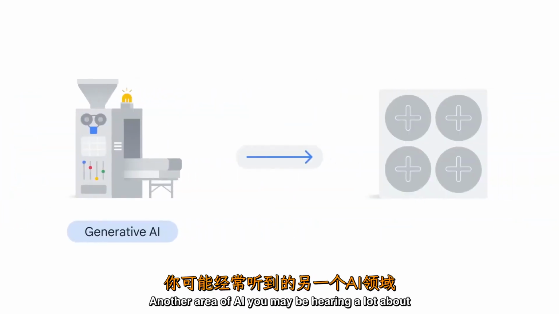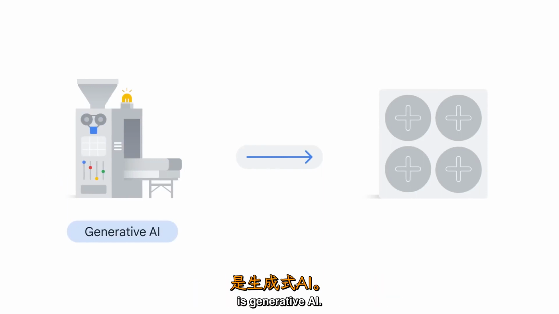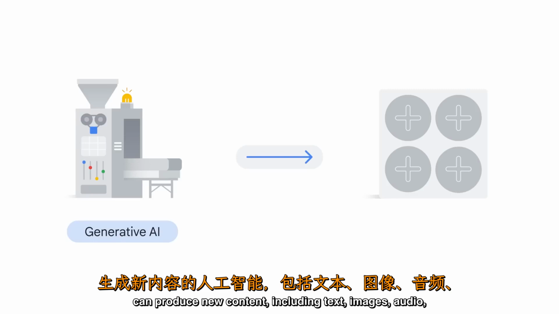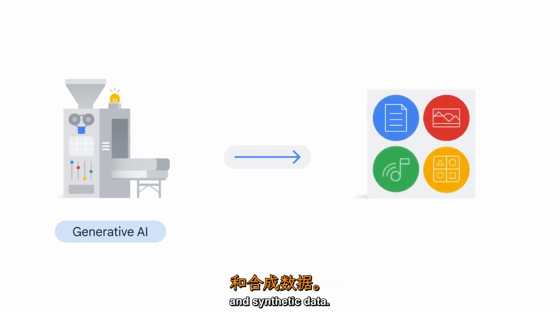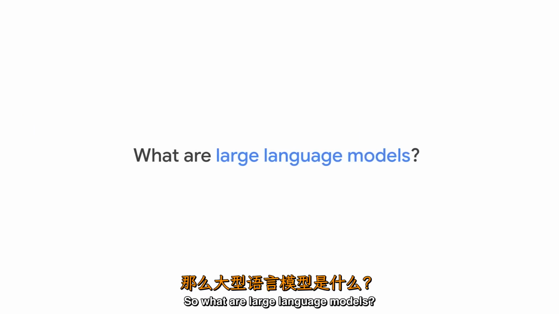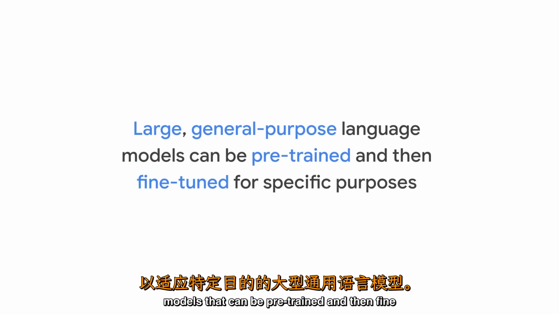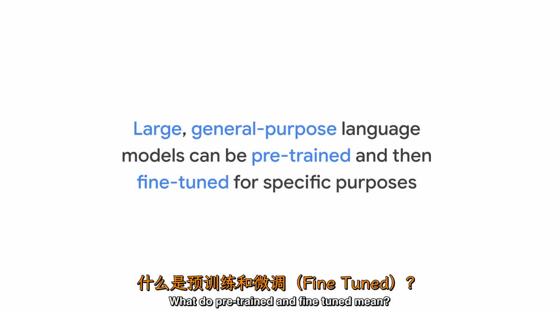Another area of AI you may be hearing a lot about is generative AI. This is a type of artificial intelligence that can produce new content, including text, images, audio, and synthetic data. So what are large language models? Large language models refer to large, general-purpose language models that can be pre-trained and then fine-tuned for specific purposes. What do pre-trained and fine-tuned mean?